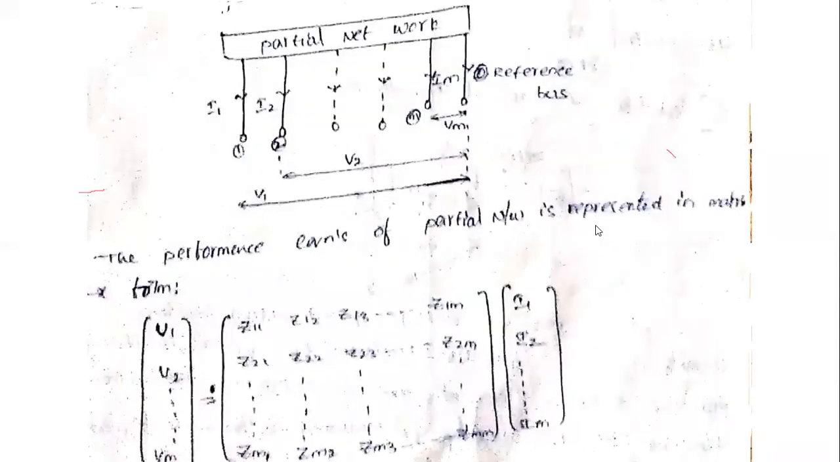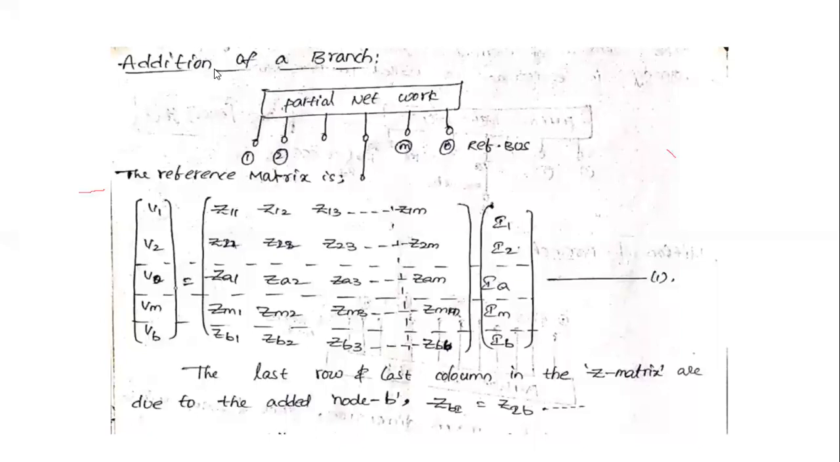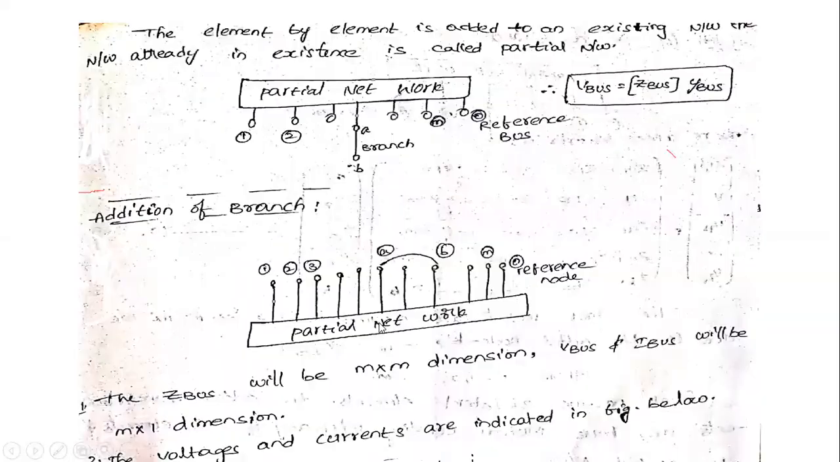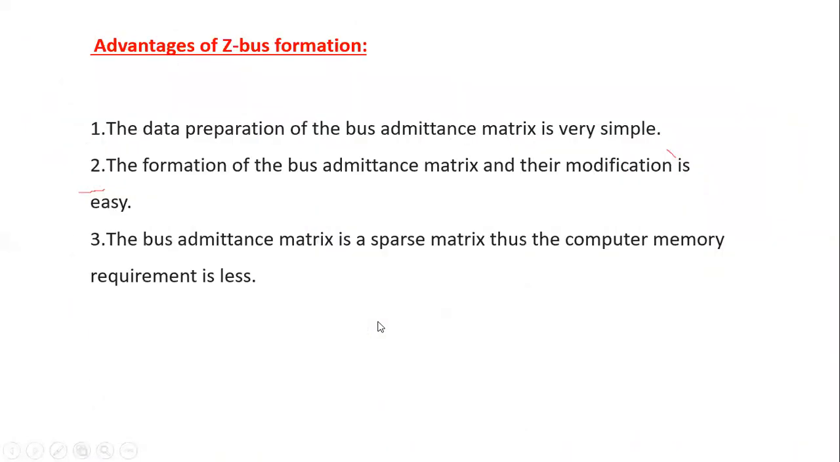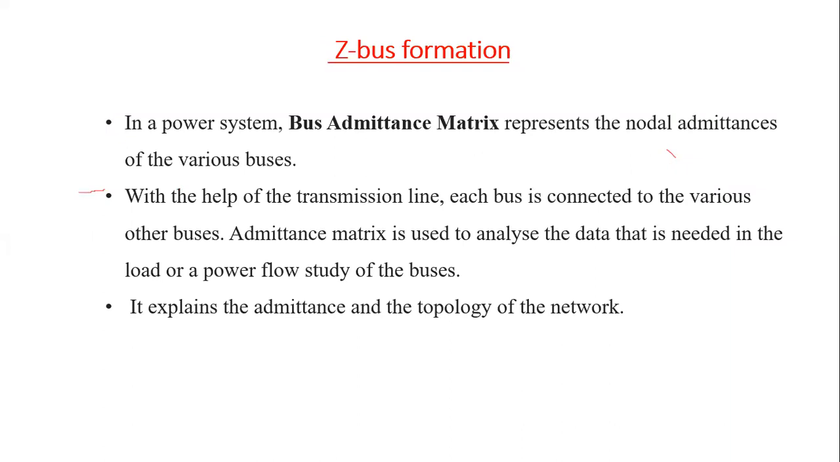This is the partial network for the addition of elements and the addition of branches. When we add this branch to this network, the dimension of the matrix increases. Then VB, ZB and IB are added at the last row and last column of this Z bus matrix. This is the formation of the partial network when branches and elements are added to the network.